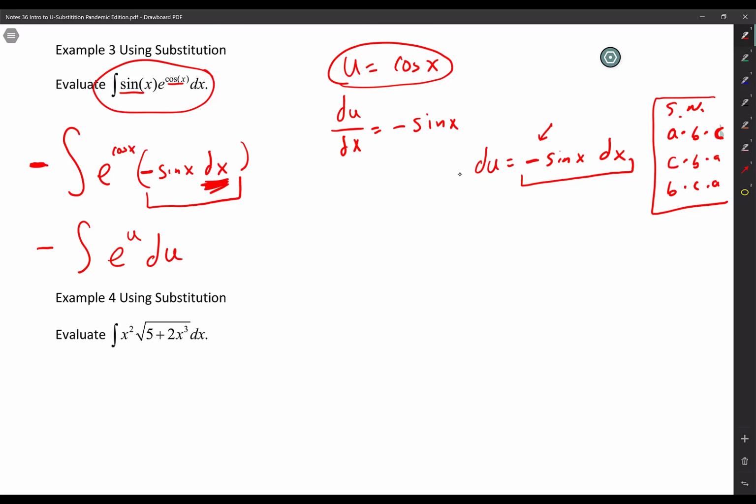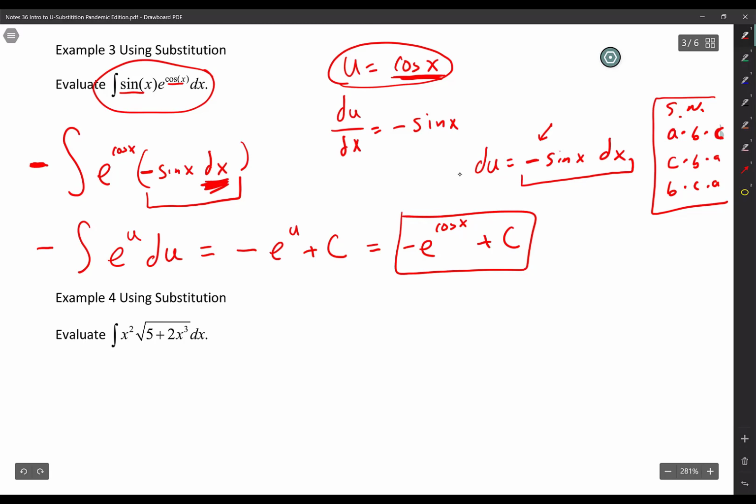And now I just do antiderivative. Antiderivative of that, negative stays there. Antiderivative of e to the u is e to the u. Put a plus c. And then I can now write equals, and I can say, okay, well, let's write it in terms of x. Well, that's the same thing as negative e to the cosine x plus c. So there it is. That's my answer for that guy. Okay, now you can write, guys. Did all that make sense?